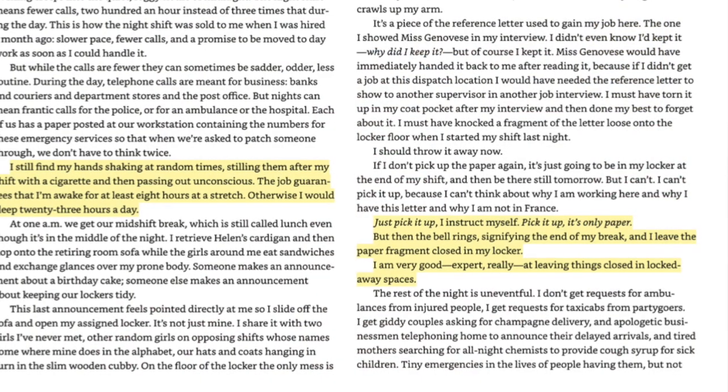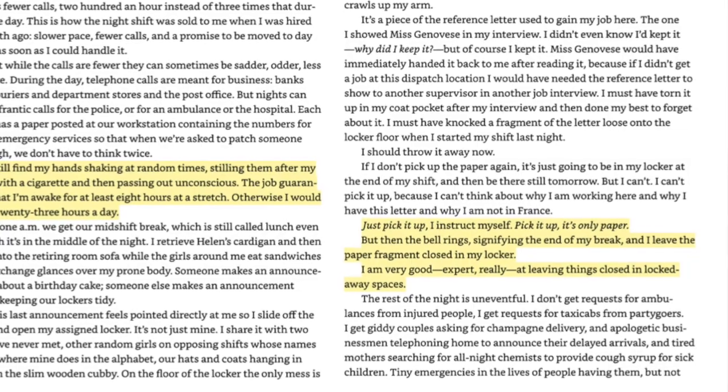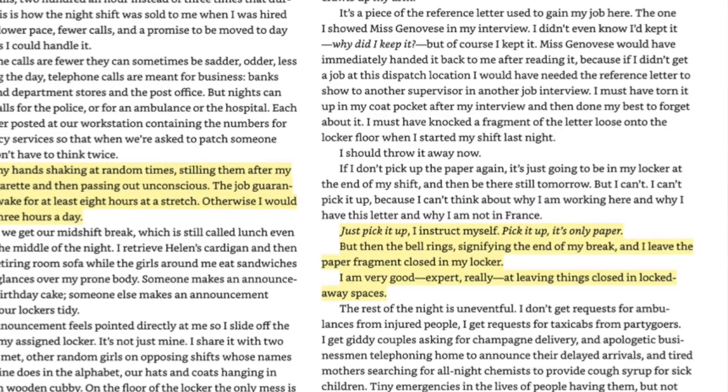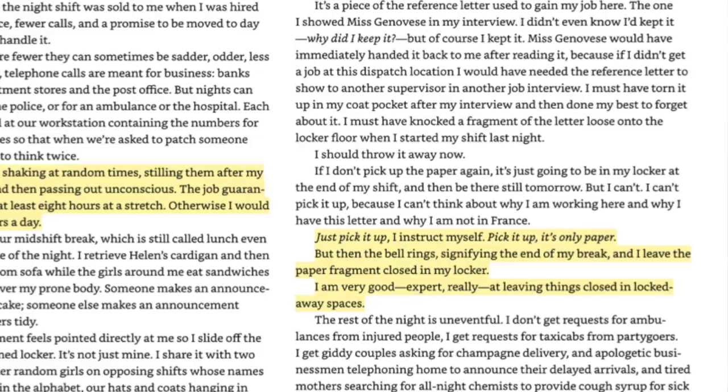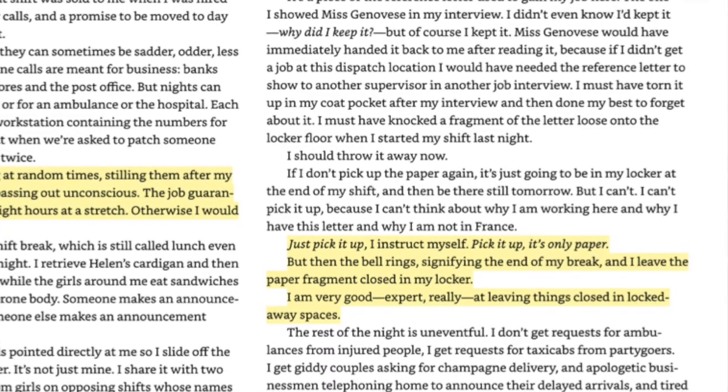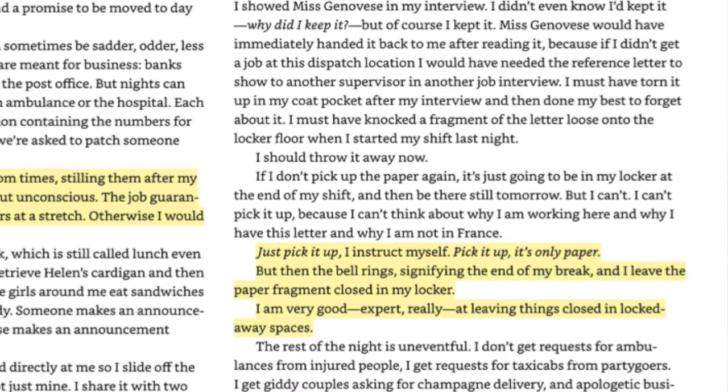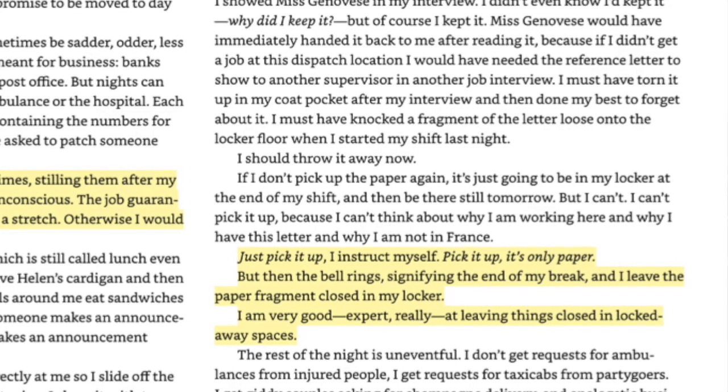A note stuffed in her messy locker at work, and Etta's afraid of what it stands for. Quote, "Just pick it up," I instruct myself. Pick it up. It's only paper. But then the bell rings, signifying the end of my break, and I leave the paper fragment closed in my locker. Etta tries to dismiss the note's power over her, but later in the story, the note becomes more significant.